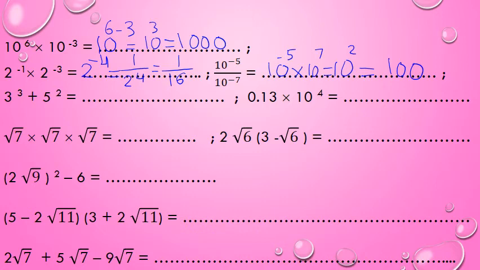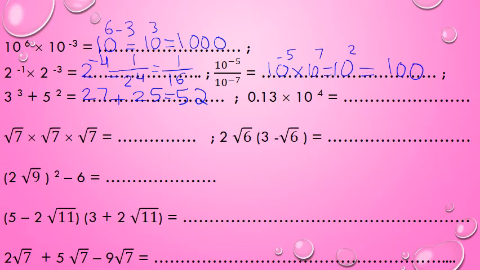Now 3 cubed plus 5 squared. Ala, here we have plus in between, right? We solve each power as if it's alone. What's 3 cubed? It's 27 plus, what's 5 squared? It's 25. Now we add. It's equal to 52. Please raise your voices.